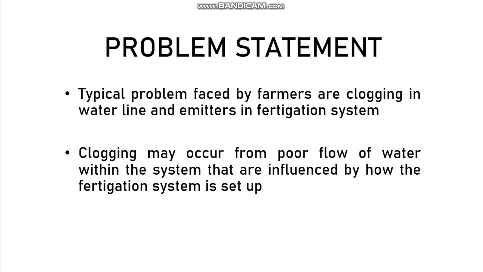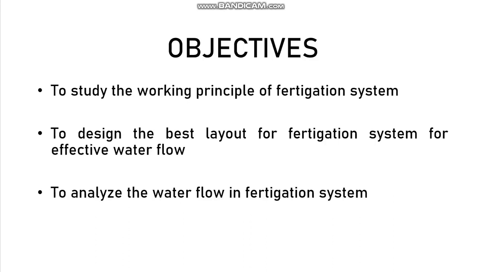Problem statement. A typical problem faced by farmers is clogging in the water line and emitters in a fertigation system. Clogging may occur from poor flow of water within the system, which is influenced by how the fertigation system is set up. The objectives of this study are to study the working principle of fertigation system, to design the best layout for fertigation system for effective water flow, and to analyze the water flow in fertigation system.